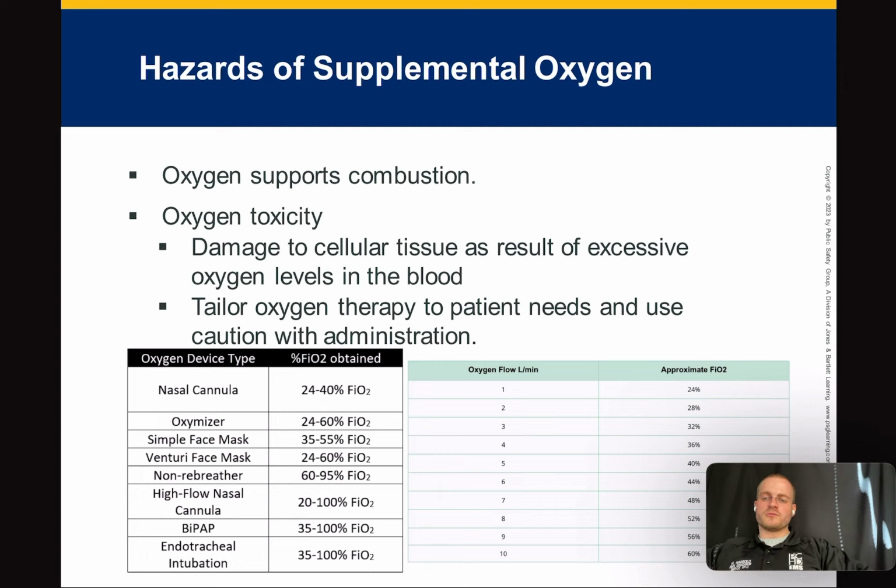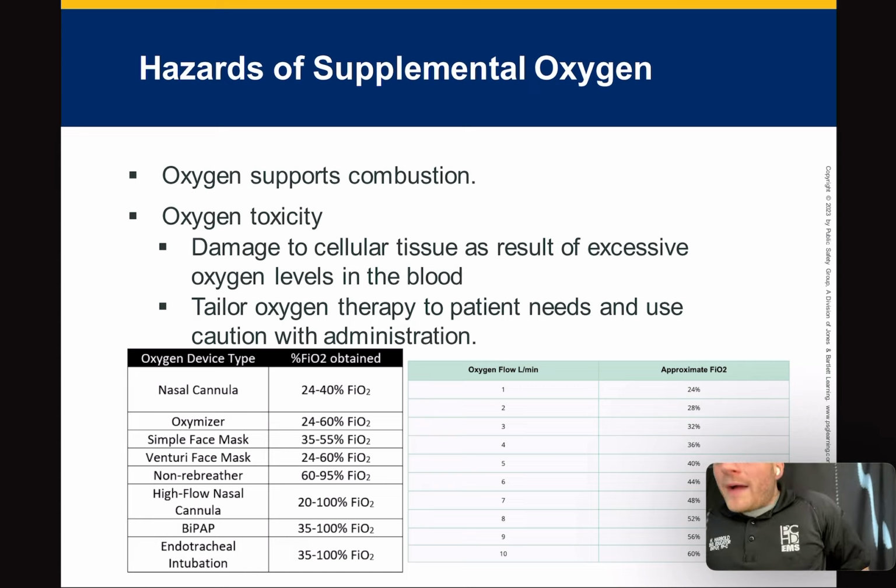Oxygen itself is not flammable. Now, oxygen can be toxic. While in the pre-hospital environment, it's pretty benign, it's a pretty safe drug. You know, we don't just get reckless with it and make it rain oxygen, okay?